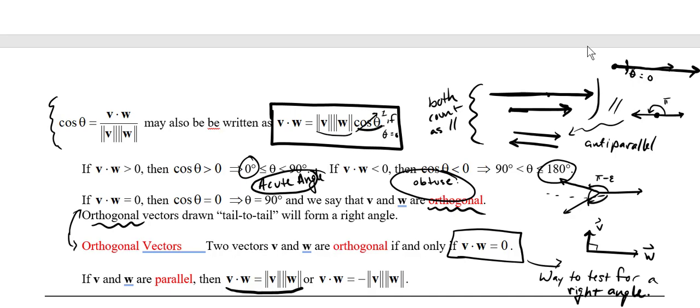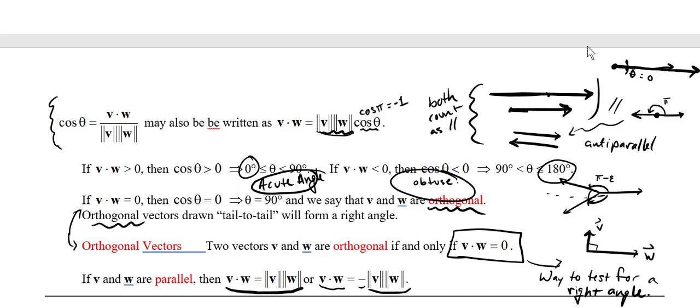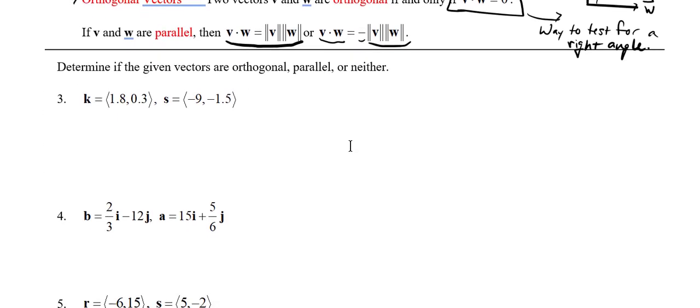It's like a straight line. And if I put pi into this cosine, cosine of pi is -1, so V dot W would be -1 times the product of the magnitudes. Right, so you can learn a lot about how these vectors are related to each other just by taking their dot product. Okay, let's look here.